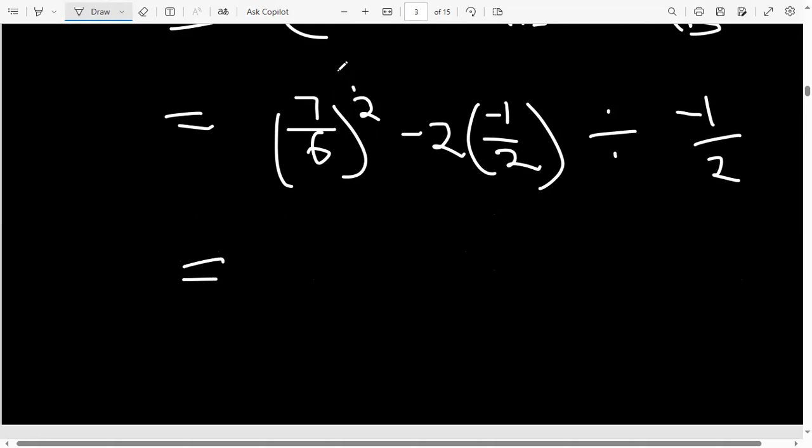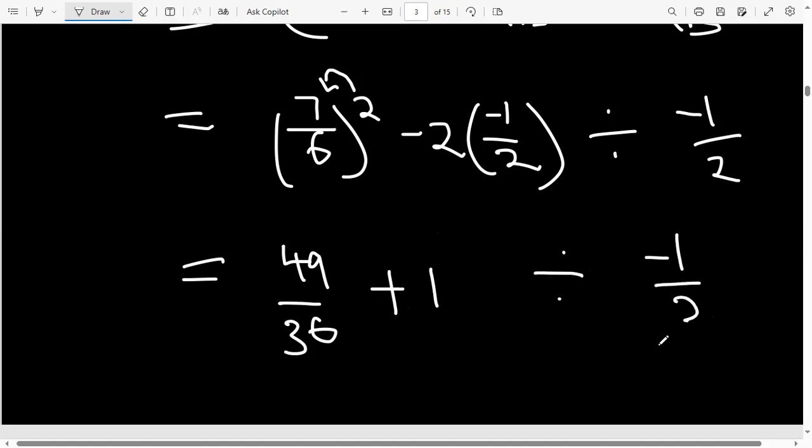So distribute this square to the 7 and to the 6. So what is 7 squared? You get 49. What is 6 squared? You get 36. And then minus, okay, 2 multiplied by minus 1. It's going to be minus 2. And then that minus 2 divided by 2 is going to be minus 1. Then that minus 1 multiplied by this minus is just going to be plus 1. And then we are dividing all this by minus 1/2.